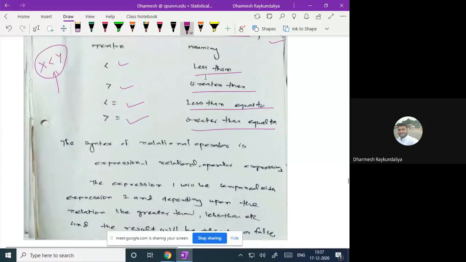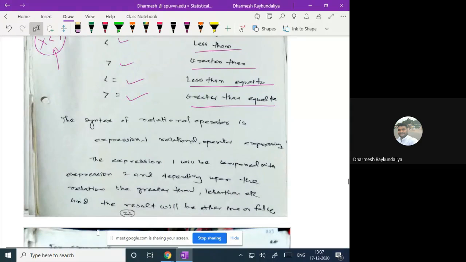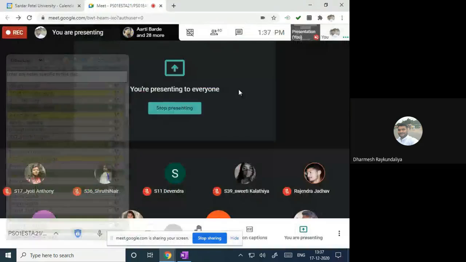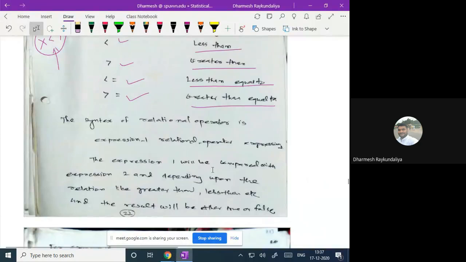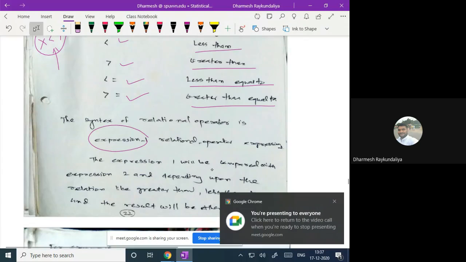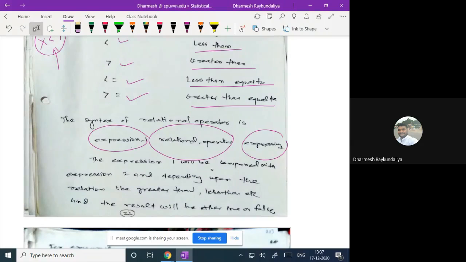The syntax of the relational operator: as I said, it is useful to compare two expressions. So what is the syntax? Expression 1 and expression 2, and then some relational operator is used. Expression 1 will be compared with expression 2, and depending upon the relational operator like greater than or less than, the result will be either true or false.